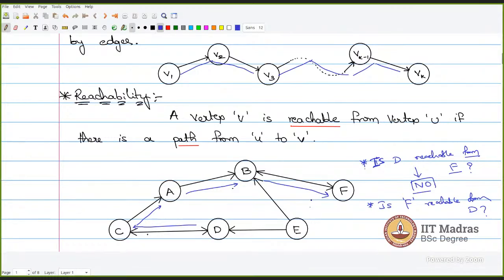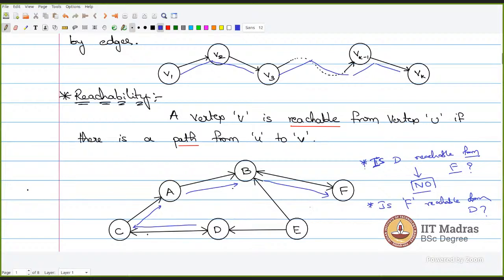Find all the vertices that are reachable from C. So now I am at C. I want you to find all the vertices that are reachable from C. That means if you are at C now, to where all vertices you can go by traveling between edges and vertices. A, D, B, F. All except E.